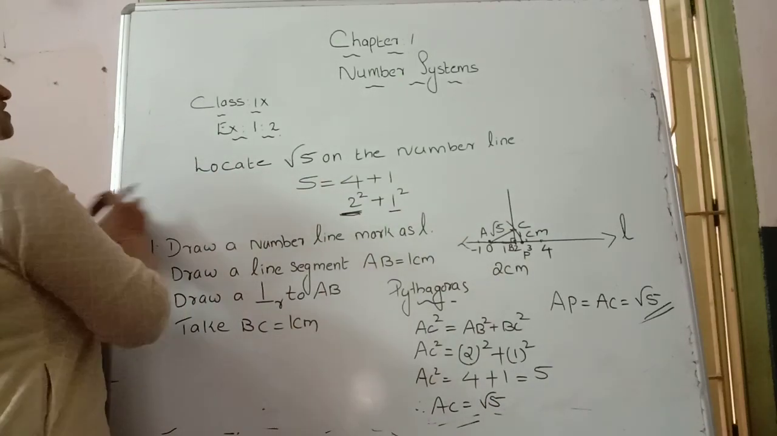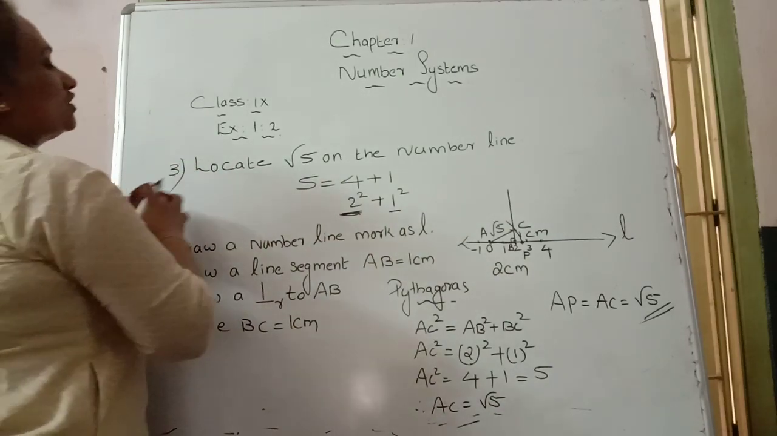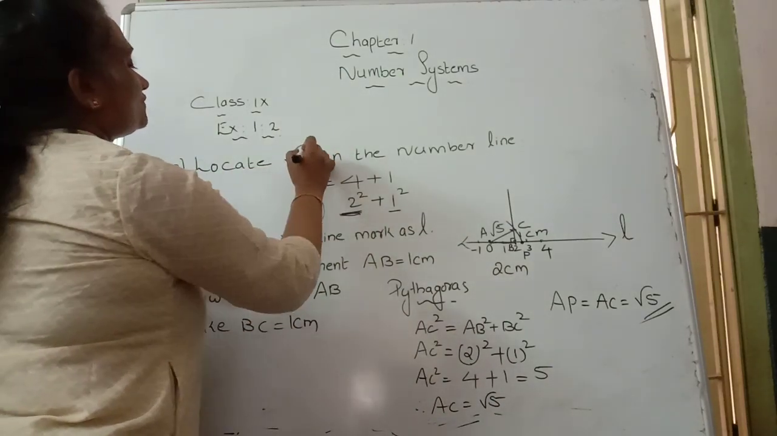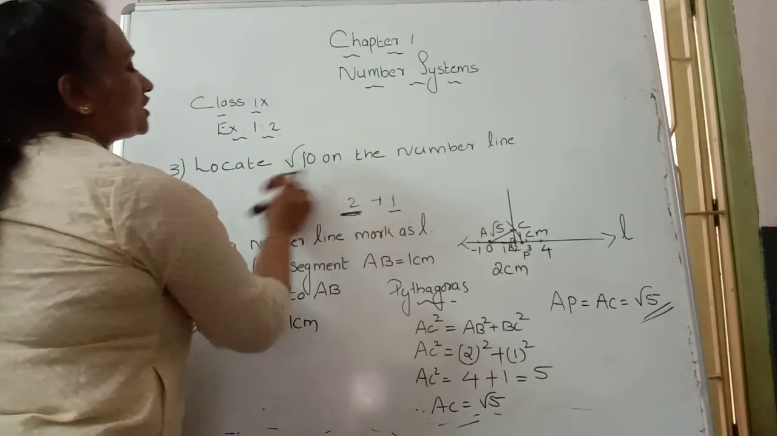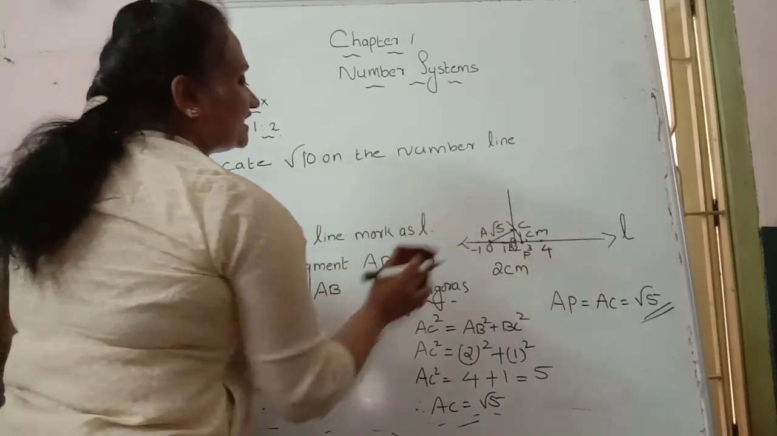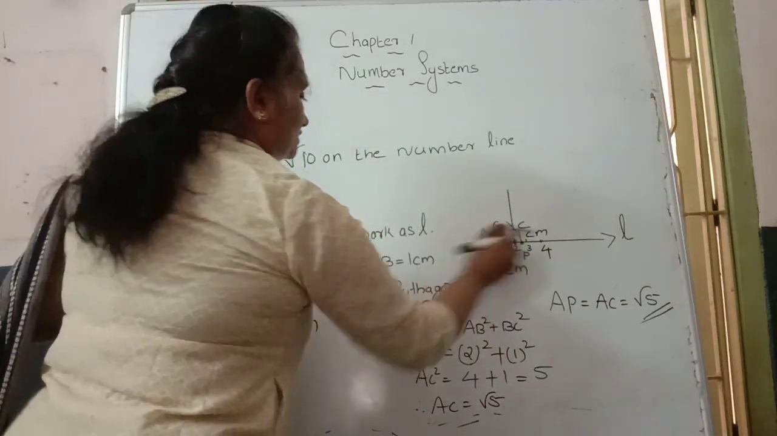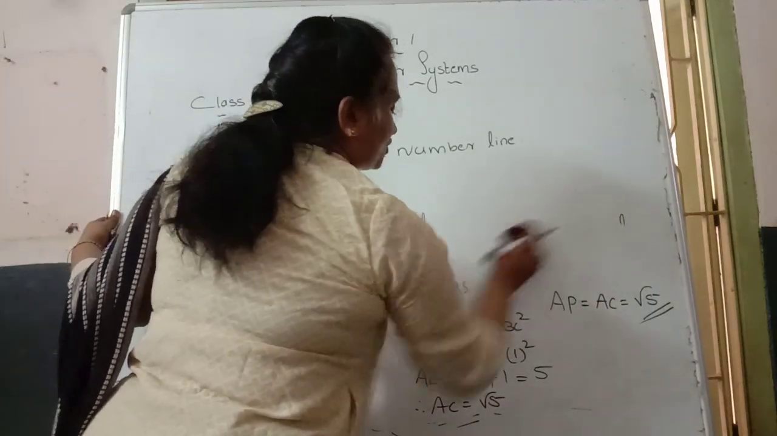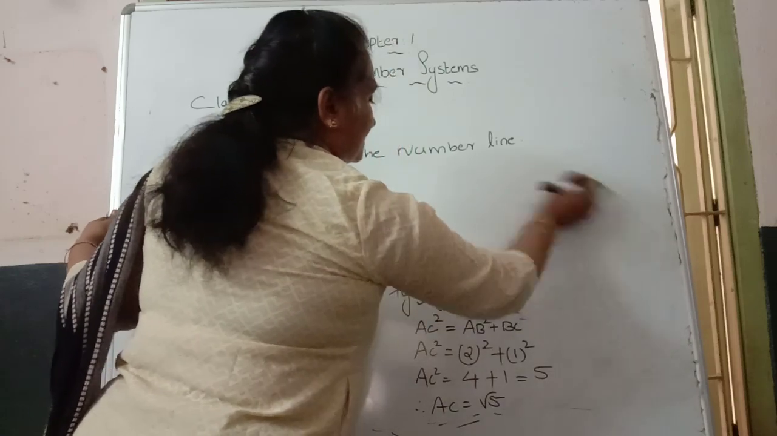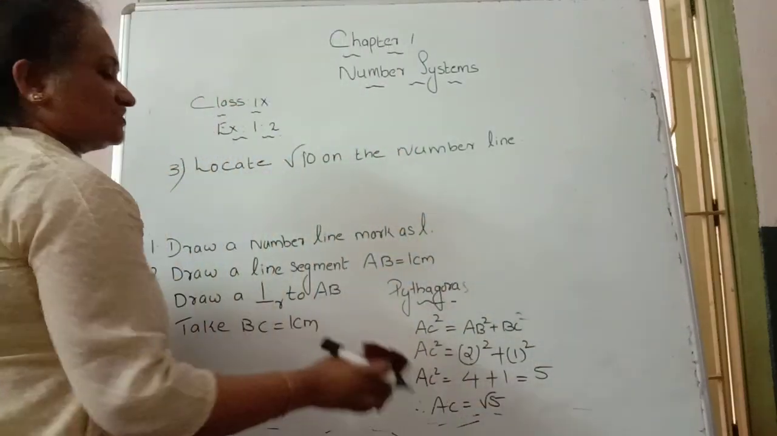Next, third question. Locate root 10 on the number line. How to locate it? The same procedure only, no changes. Just the expansion part changes.